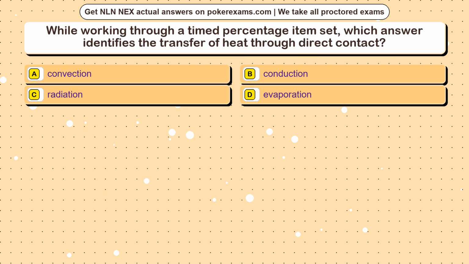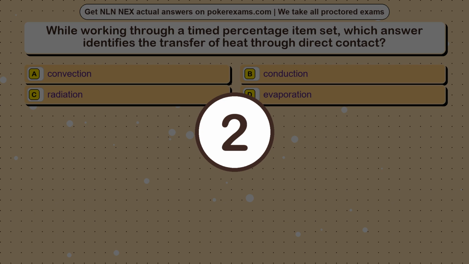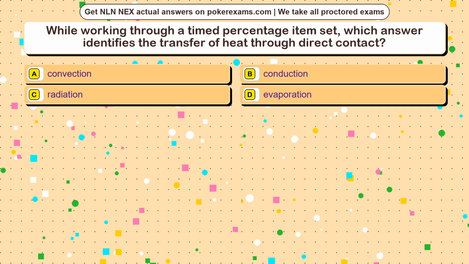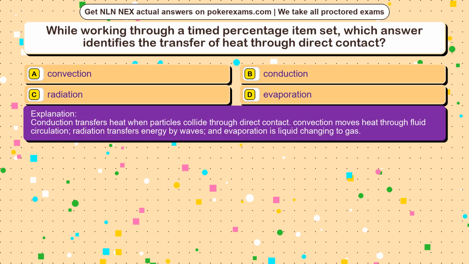Question 8. While working through a timed percentage item set, which answer identifies the transfer of heat through direct contact? Option A, convection. Option B, conduction. Option C, radiation. Option D, evaporation. The correct answer is option B. Conduction transfers heat when particles collide through direct contact. Convection moves heat through fluid circulation. Radiation transfers energy by waves, and evaporation is liquid changing to gas.